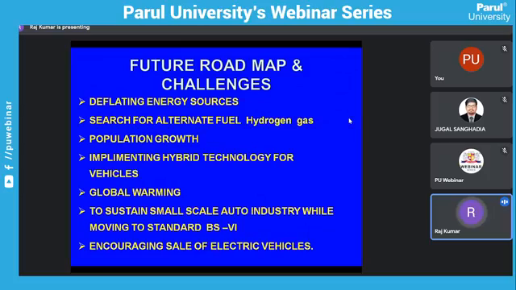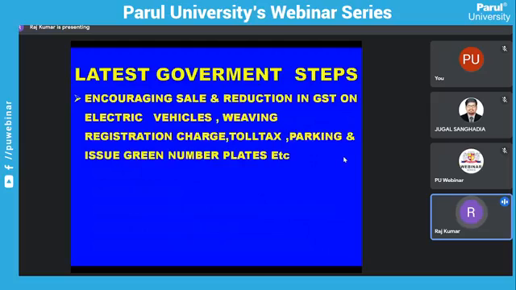As per the steps taken to increase the sale of electric vehicles, as we are aware, the registration charge is not there, the toll tax is also not there, the parking tax is also not there, and these electric vehicles are issued green number plates.